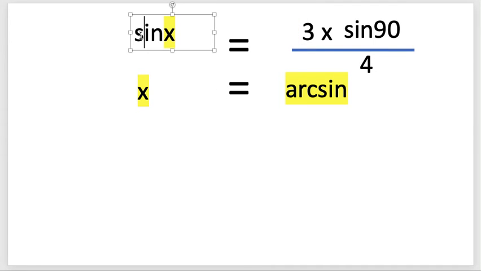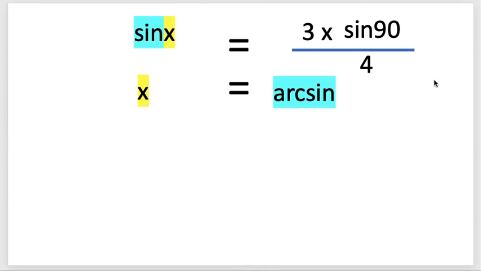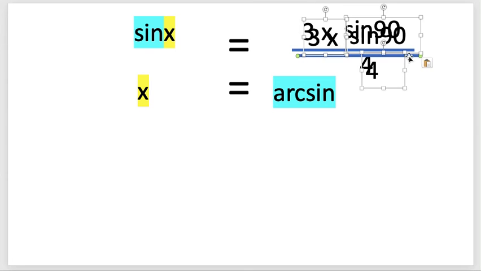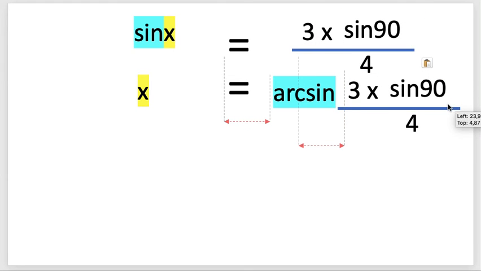Let's highlight that in a relevant colour, preferably not yellow. The sine has been moved from the left-hand side to the right-hand side, so we found the inverse of sine, which is arcsine, and we still want to find what this fraction is. We still want to find arcsine of this. What you would do is you type that into your calculator.